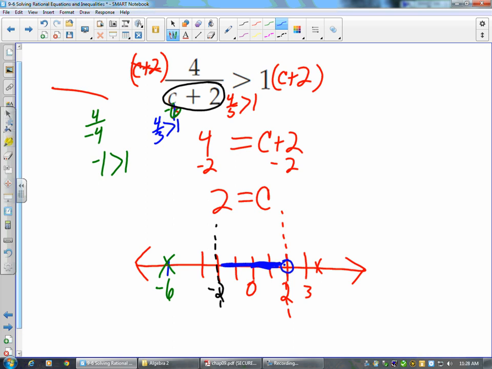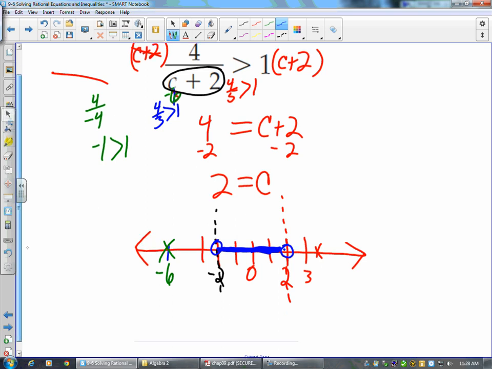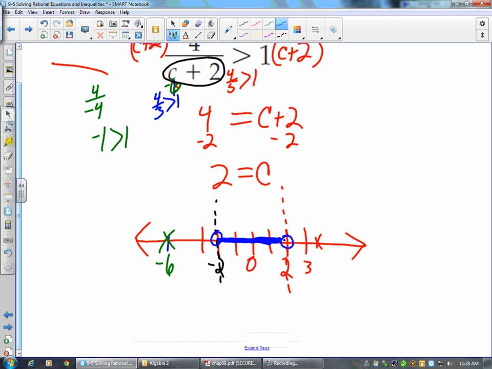And since -6 won't work and 1 does, basically we're trying each and every one of the 3 sections. This area in between here will be my answer. So I will write that as C has to be in between -2 and +2.